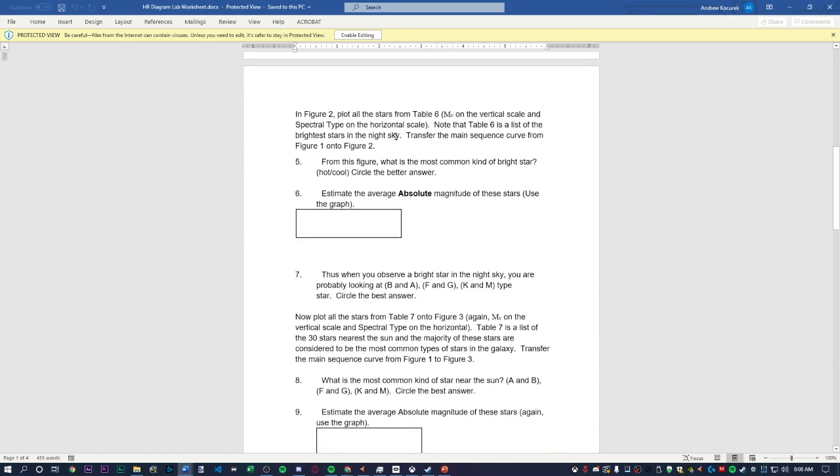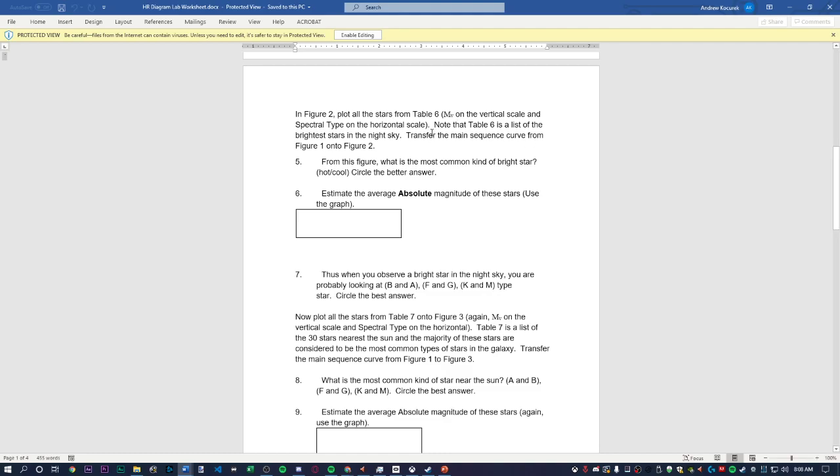But let's go down here. In figure 2, plot all the stars from table 6. Big M, so it's the absolute magnitude on the vertical scale. Note that table 6 is a list of all the brightest stars in the sky, not necessarily the closest, but they're just the brightest.